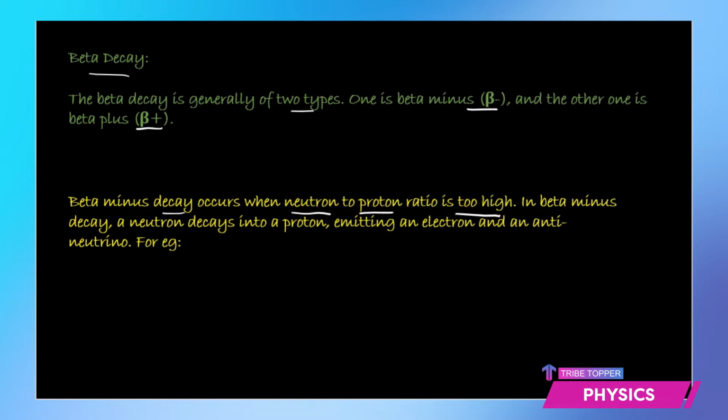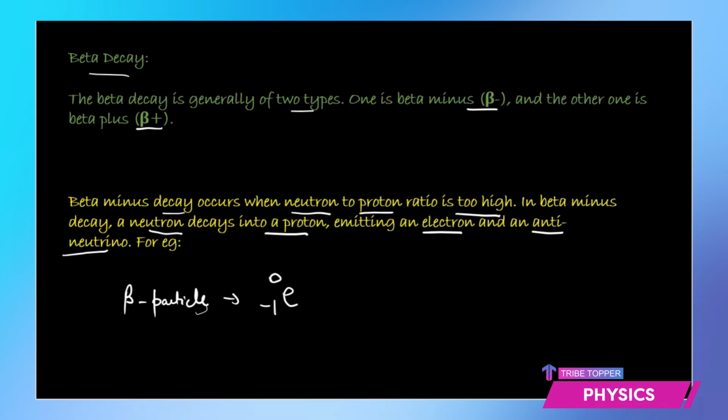So what happens in beta minus decay? A neutron decays into a proton, emitting an electron and an antineutrino. So the neutron is going to split up into a proton and an electron, and an antineutrino will also be emitted. What's the composition of a beta particle? Like the alpha particle was a helium nucleus, two protons and two neutrons, a beta particle is actually an electron, a fast moving electron, so -1 e 0.